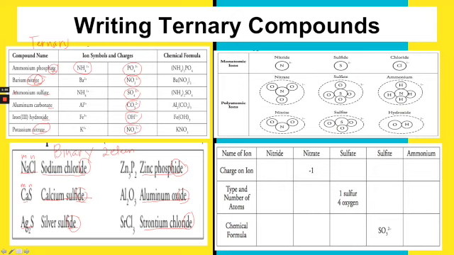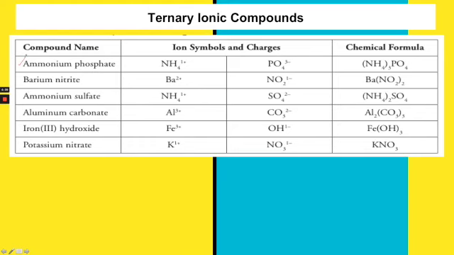So when a polyatomic ion ends with ATE and the other one ends with ITE, it means ITE has less oxygen. Here, let me show it to you. Nitrate ends with ATE, and nitrite ends with ITE. Nitrate is made of one nitrogen and three oxygen, and nitrite has two oxygen and one nitrogen. So, nitrite has less oxygen. Look at sulfate and sulfite. ATE has 4 oxygen. Sulfite has 3 oxygen.